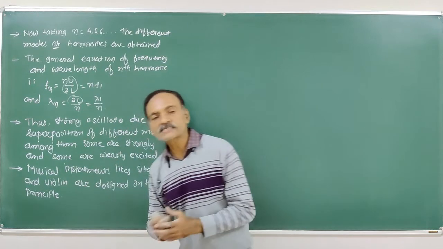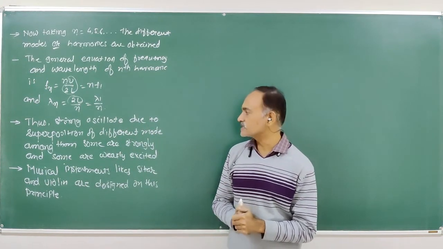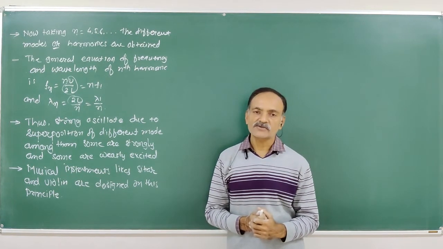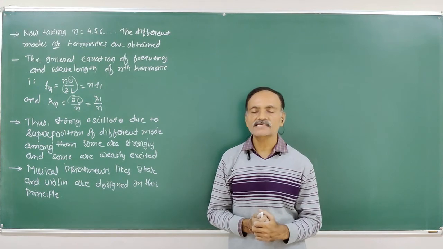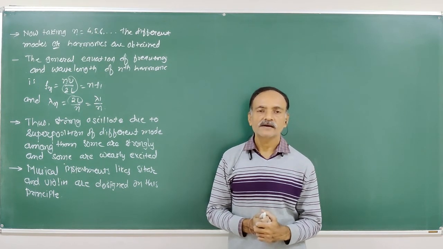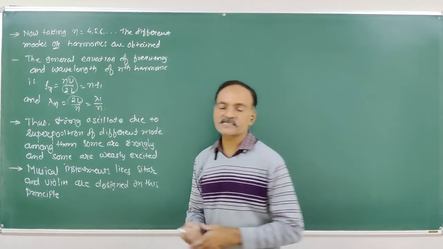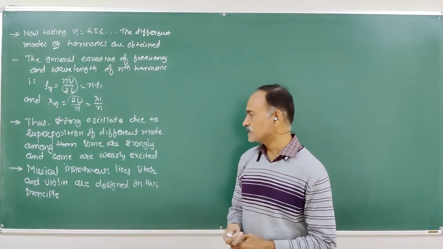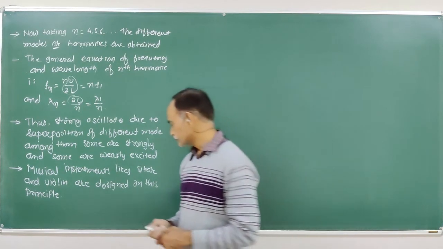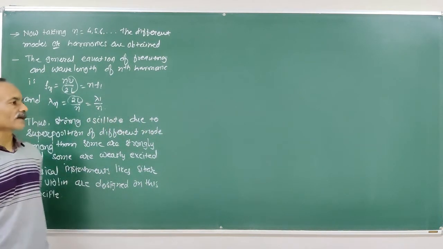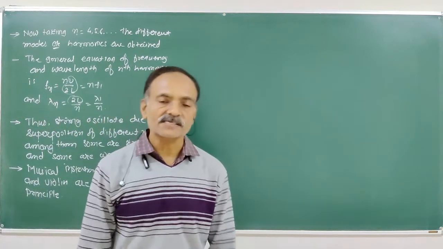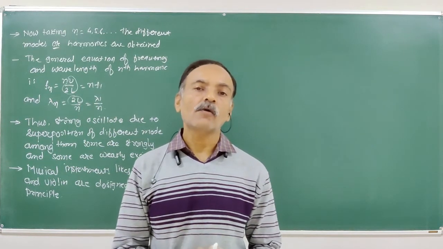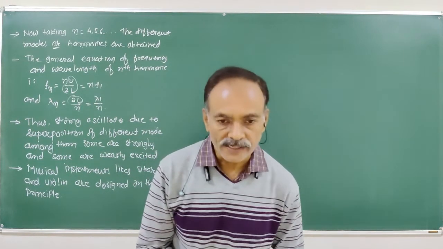Thus, the string oscillates due to superposition of different modes. Among them, some are strongly and some are weakly excited. Right? Okay. Musical instruments like sitar and violin are designed on the basis of this principle. Clear this? Okay. Now, after that, we are going to discuss the modes of oscillation in a closed pipe and also the open pipe. Right?